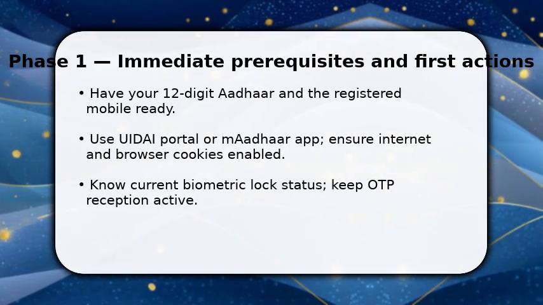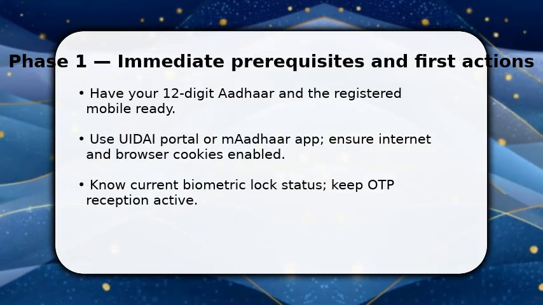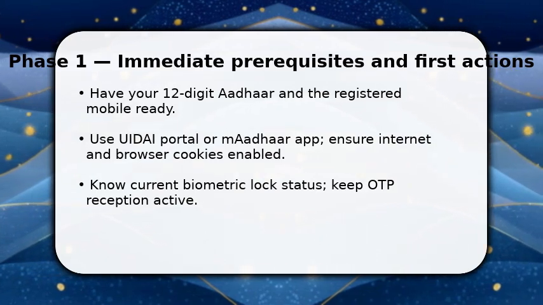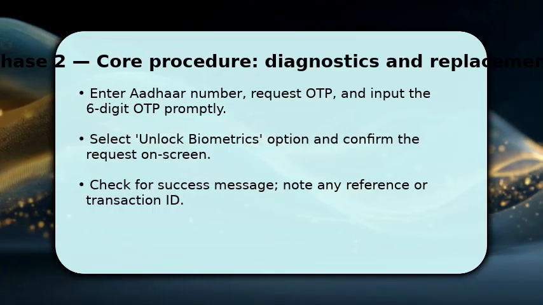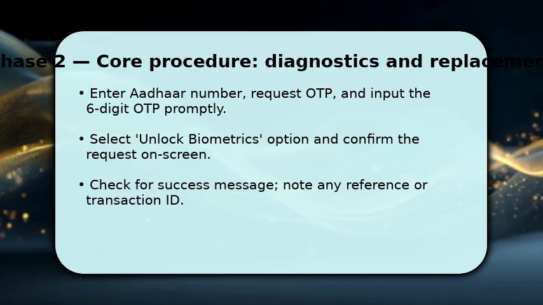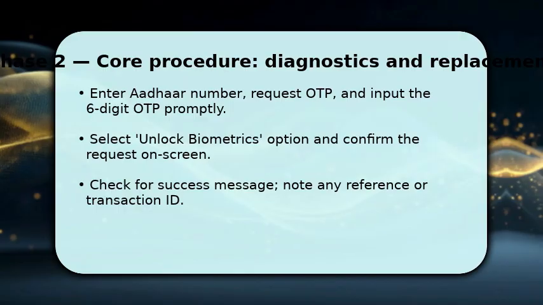This step proves you control the Aadhaar account and prevents unauthorized changes, which is why the official service requires immediate OTP confirmation. Before you now enter the 12-digit Aadhaar and request the 6-digit OTP, respond quickly because it times out. After entering OTP, select Unlock Biometrics and confirm.